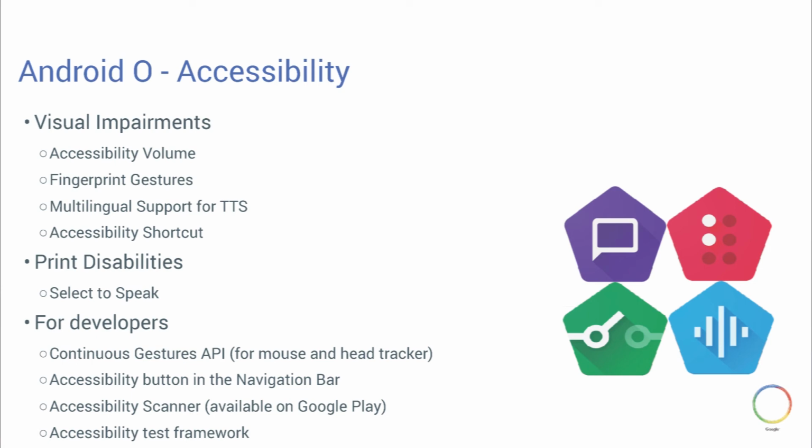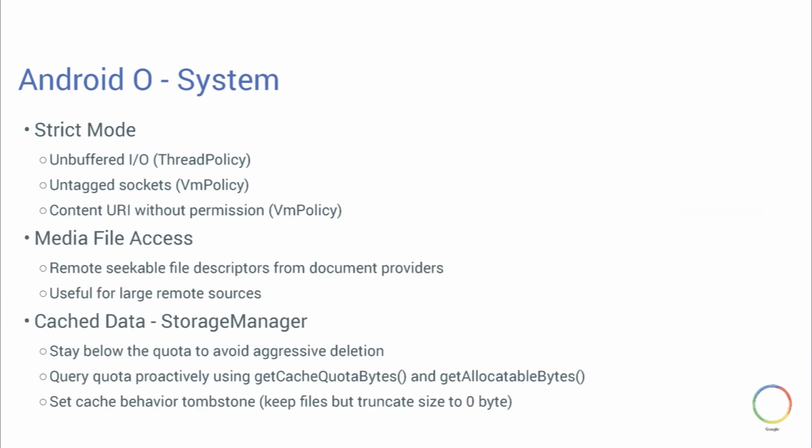In terms of system improvements, for debugging, we added 3 new policies in strict mode to help you debug your application. For file access, especially for remote large file access, now we support a new thing called remote seekable file descriptor, so that you don't need to download the entire file before you access the file.